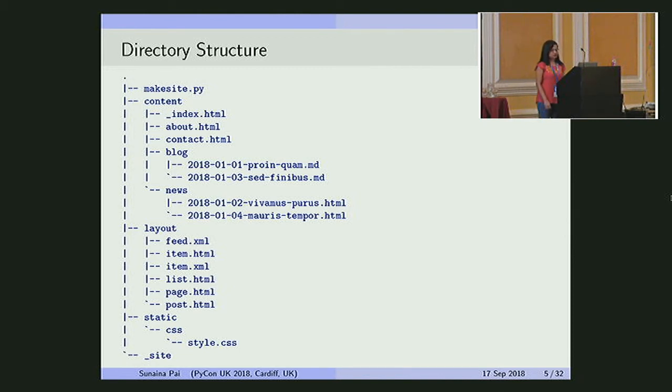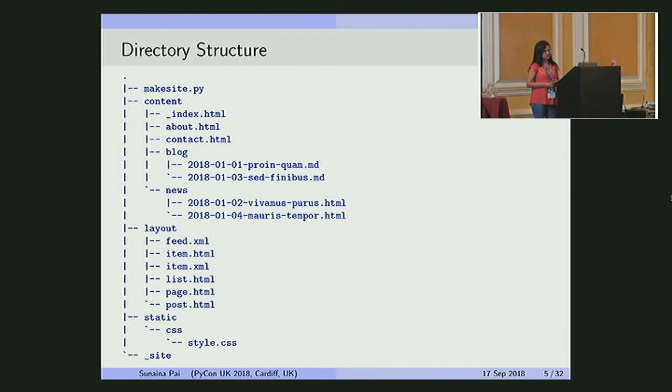This is the default directory structure expected by the makesite.py that I wrote. However, you can configure this, customize it as per your needs if this doesn't suit you. Makesite.py is the source code. Then there is the content directory for all your content files. The content files can be your site pages like about, index.html, or your blog posts. And then there is a layout directory for all your layout files.